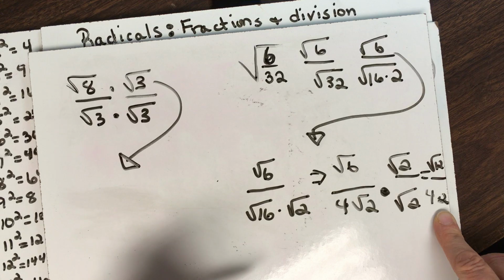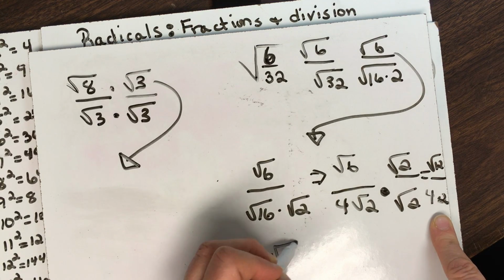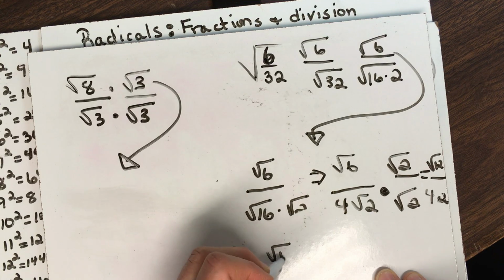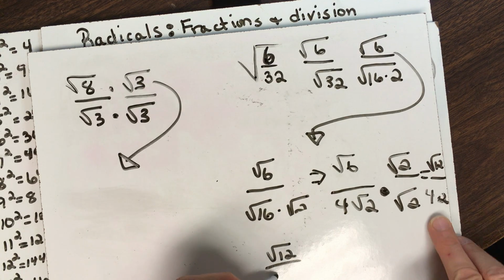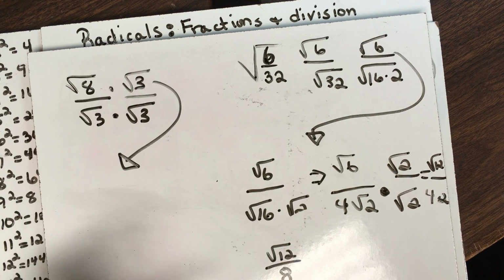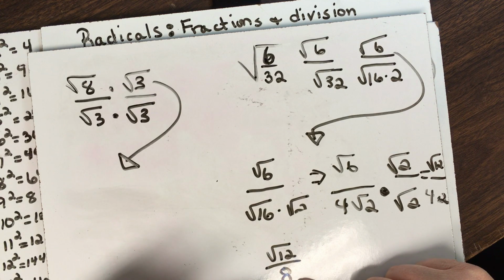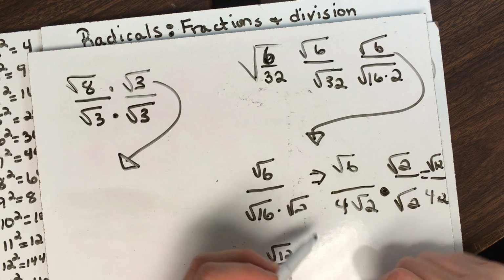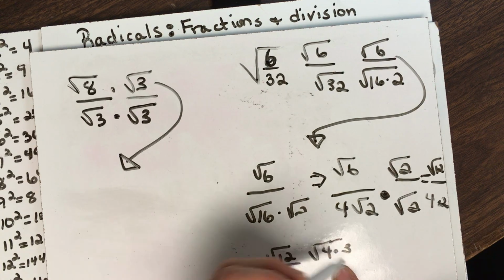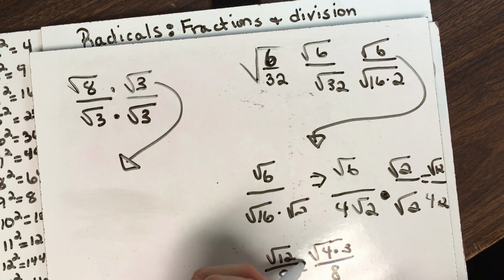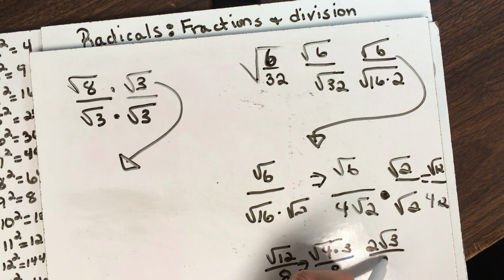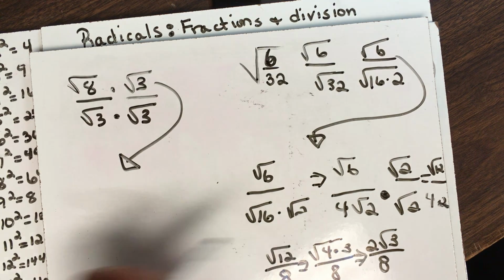All right, so now I'm going to rewrite. So this is what we have thus far. And the 4 times 2 carried over from the other side is 8. All right, now this is simplified, this is not. I know that 12 breaks up into 4 and 3. And the square root of 4 is 2. So this is where we're at right now.